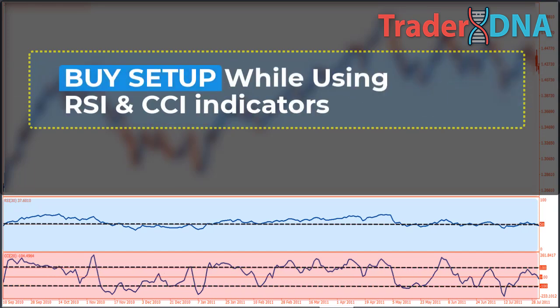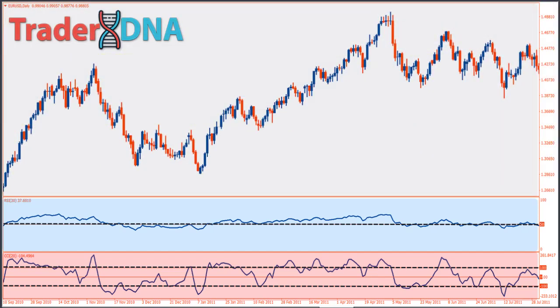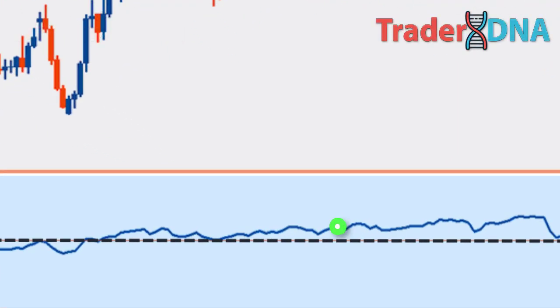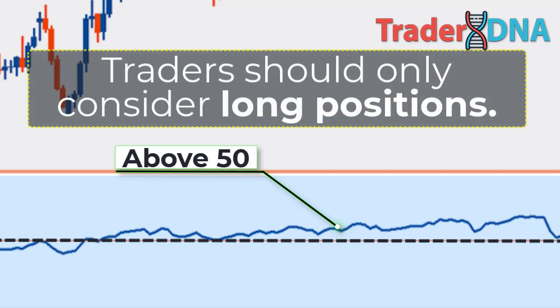Buy setup while using RSI and CCI indicators. First, a trader should only consider entering a long position or buy when the RSI reading is above 50. Such a reading indicates an underlying upward momentum in the price of the underlying security. In this case, traders should only consider long positions.